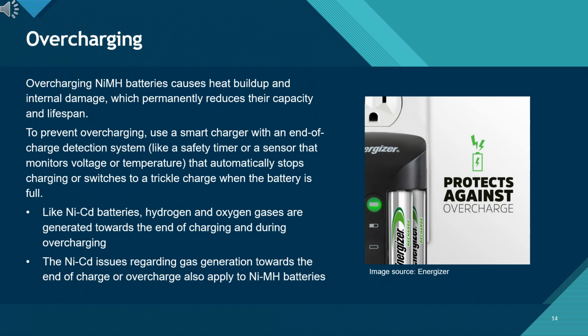Overcharging NiMH batteries. Overcharging is one of the biggest risks for NiMH batteries. When the battery is fully charged but current continues to flow, heat builds up and causes internal damage, which reduces both capacity and lifespan. Just like in NiCd batteries, hydrogen and oxygen gases are generated near the end of charging or during overcharging. This can lead to pressure buildup if not controlled.